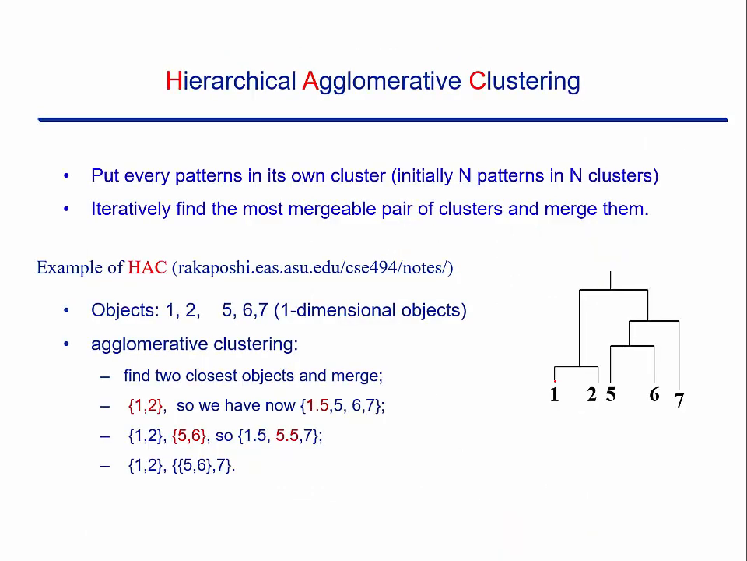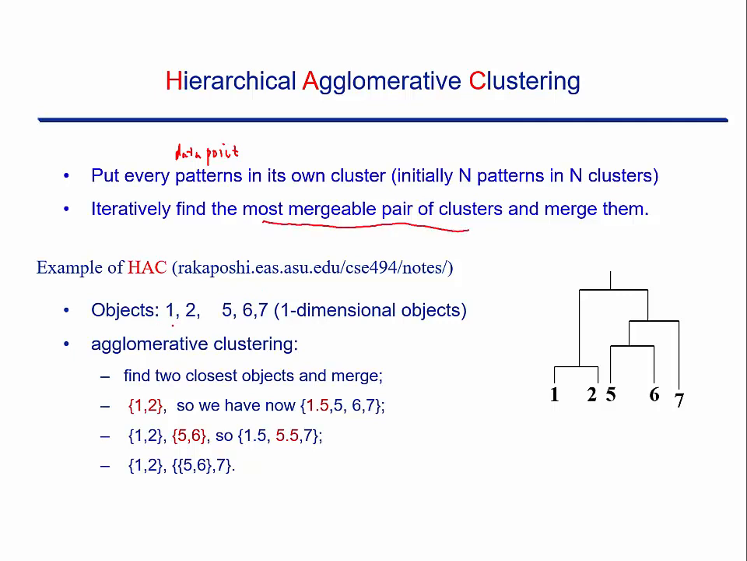Now, a summary: in hierarchical agglomerative clustering, we start by putting every data point into its own cluster. In some data mining literature they use the word pattern, but actually it is just a data point. So initially we will have n points in n clusters. Then we iteratively find the most mergeable pair of clusters and merge them.